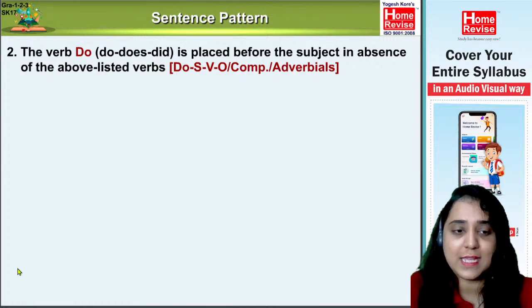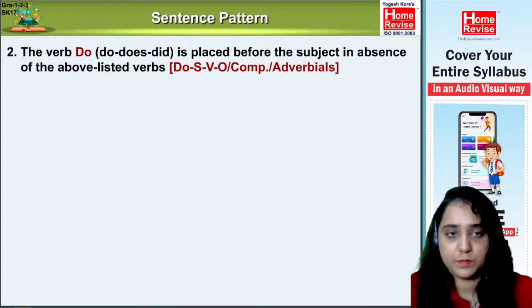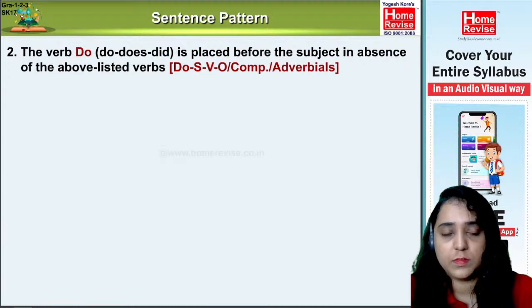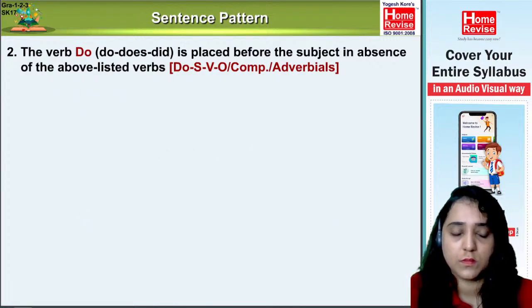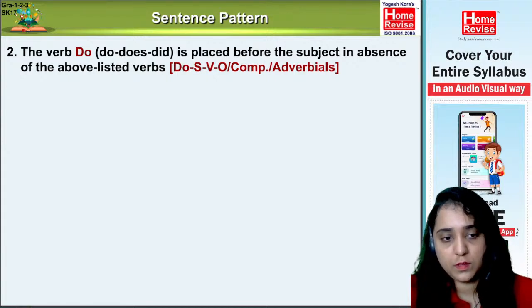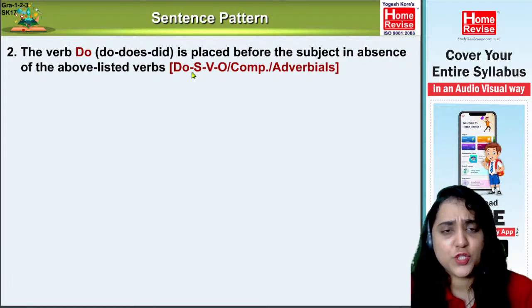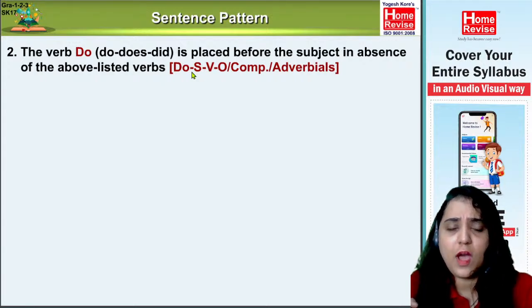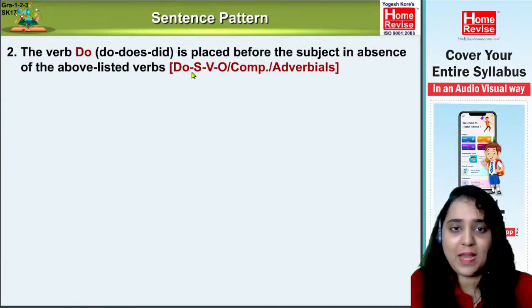Okay. Now, let's see the same thing, but the second part, the verb do. The verb do, does, did is placed before the subject in absence of the above listed verbs. Do, subject, verb, then comes object. So as I have said, whichever verb you have, you have to just replace it in front of the subject. You have to put it before the subject.